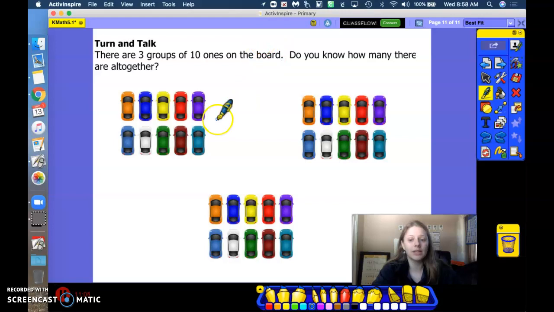Good, you'll notice that this first group has 10, right? So that means that this group has 10. So let's count 10, 20, 30. Very quick. Good. All together, we have 30 cars.